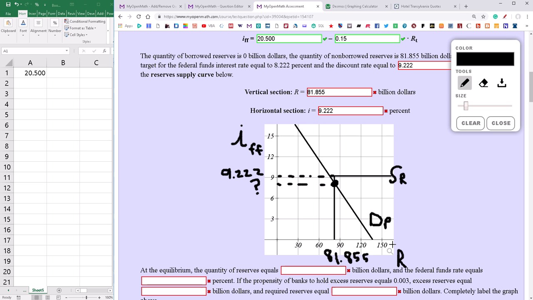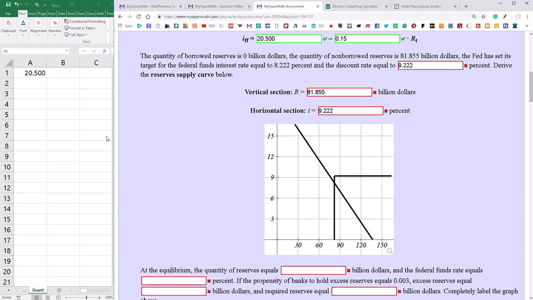Okay, so, this should be demand for reserves. Okay, then we're going to close and clear that. So the demand for reserves, this is the intercept. The slope is a negative 0.15. So to get the federal funds rate, it's the intercept minus the slope times the quantity of reserves. So it's the intercept, 20.50, minus the slope times the quantity of reserves, 81.855.